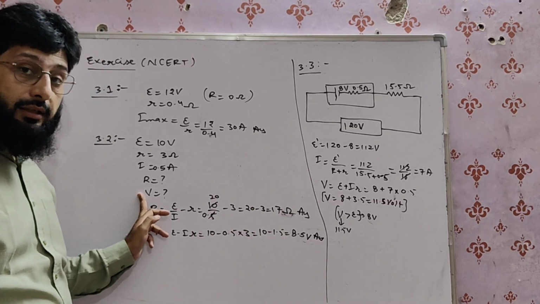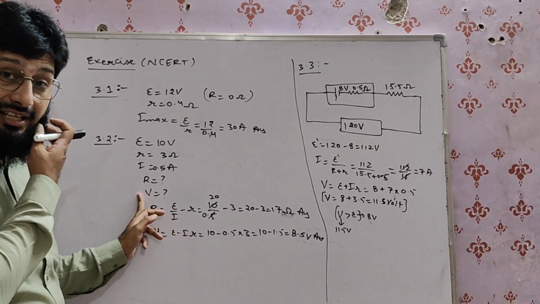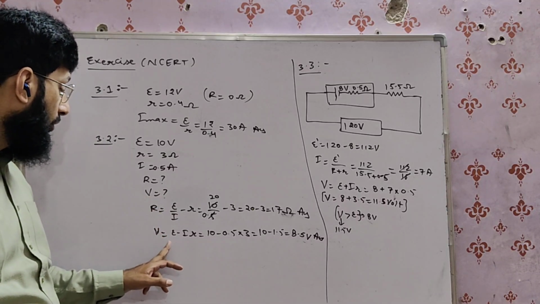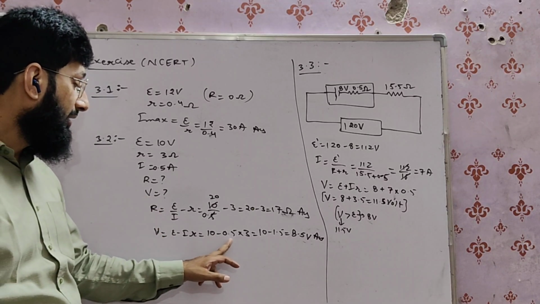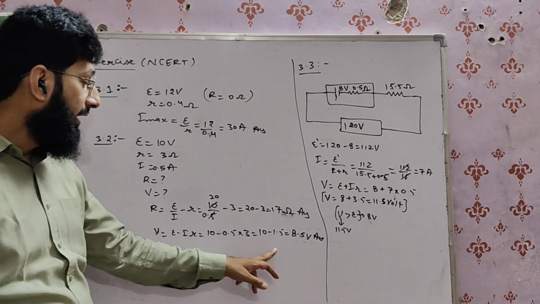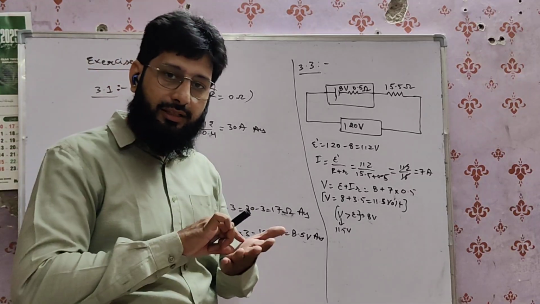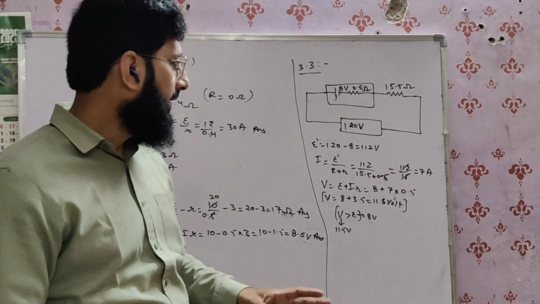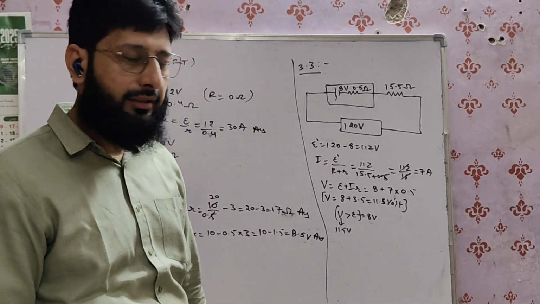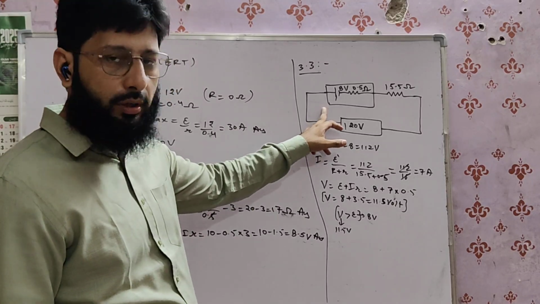And in the same question, terminal voltage has been asked. The formula is given, E minus Ir, 10 minus 0.5 into 3. And when you solve it, you will get 8.5 volt. So you must read the question in the NCERT book, and then you can take the solution. This is an important question.